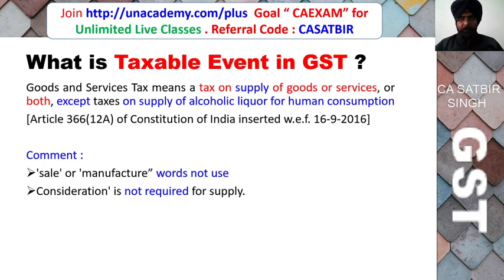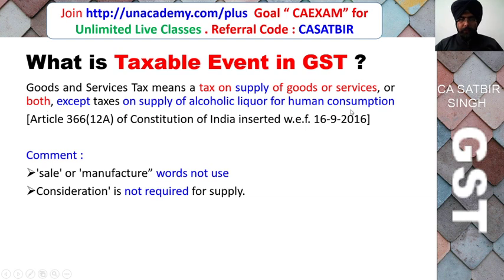We say that a tax on supply of goods and services is the taxable event, but there is no GST on supply of alcoholic liquor for human consumption. So the word sale or manufacture is not used in this definition. Even if a person has a branch in Punjab and another branch in Haryana, and they are making supply to one another, they are required to pay GST because they are supplying to one another. Even though they are not selling, because no customer is involved in this transaction, GST is still required to be paid.